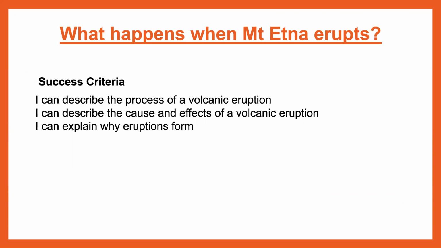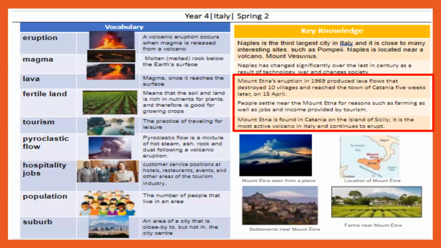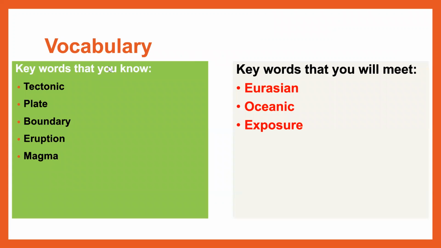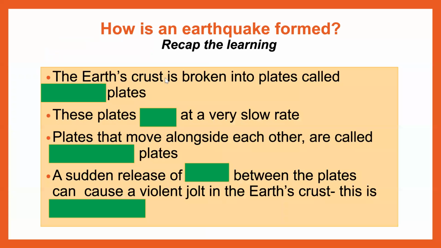Our success criteria today is that we need to be able to describe the process of a volcanic eruption, to describe the cause and effects of a volcanic eruption, and to explain why eruptions form. Some vocabulary, so there's some keywords that we already should know: tectonic, plate, boundary, eruption and magma. And some keywords that we're going to meet along the way today are Eurasian, oceanic and exposure. And have a quick recap.